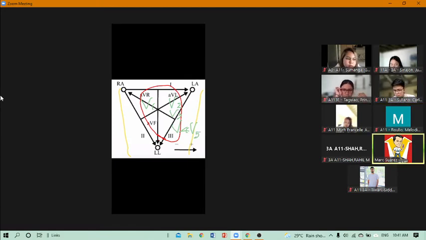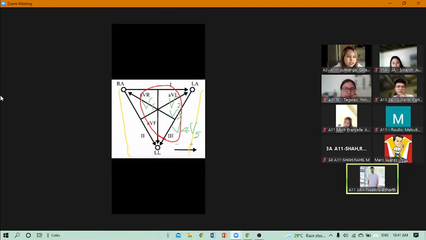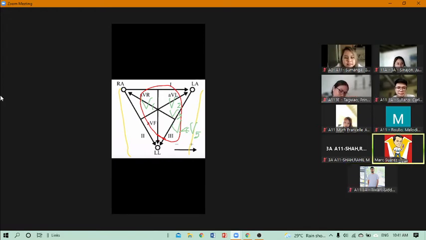V6 is still on the left side. Left mid axillary. Mid-axillary. So same level as V5, but in the mid axillary line. So is the illustration all right with everyone?